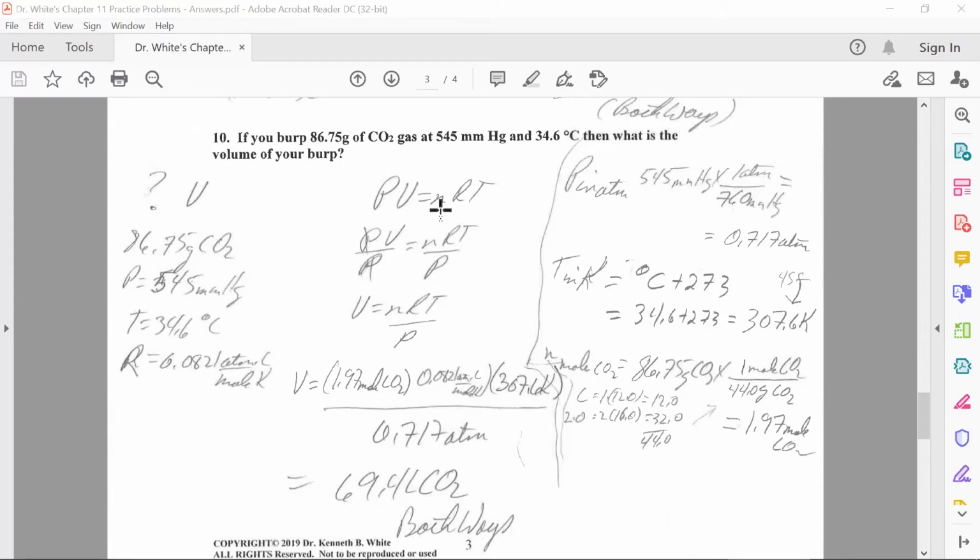P times V equal nRT. I want V alone, so how do I get rid of P? Divide by P. Anything divided by itself is number one. Whatever I do to one side, I have to do to the other. And I did. Pressure divided by pressure is 1 times V is volume. And then on the other side is nRT divided by P.